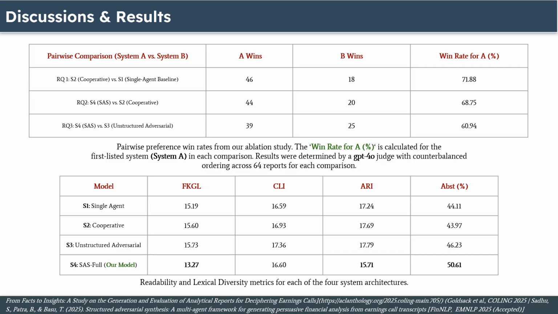A linguistic analysis further provides a potential explanation for this. Our Structured Adversarial Synthesis full model produces reports that are simultaneously more readable, with a significantly lower FKGL score, and far more lexically sophisticated, with a much higher abstractiveness score. This unique linguistic profile of being both clear and nuanced aligns closely with the qualities of persuasive expert-level writing.